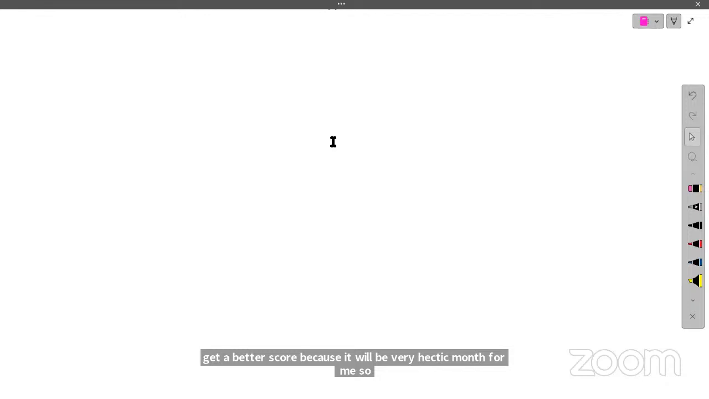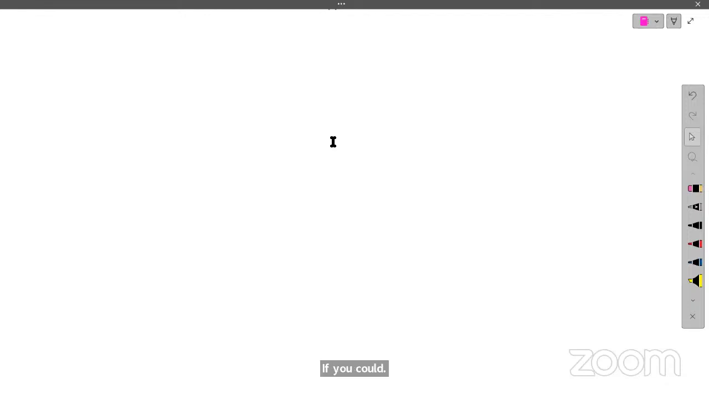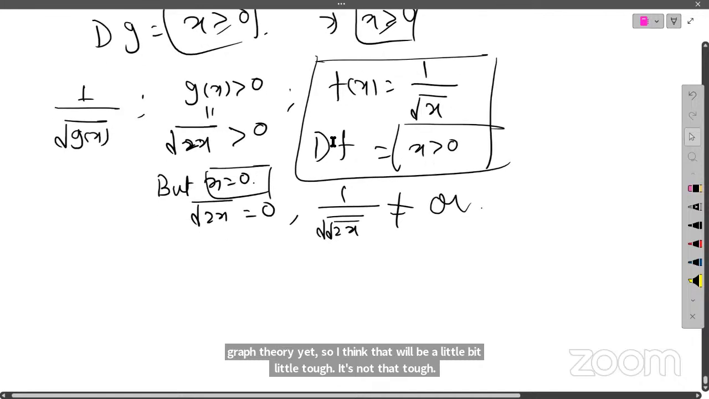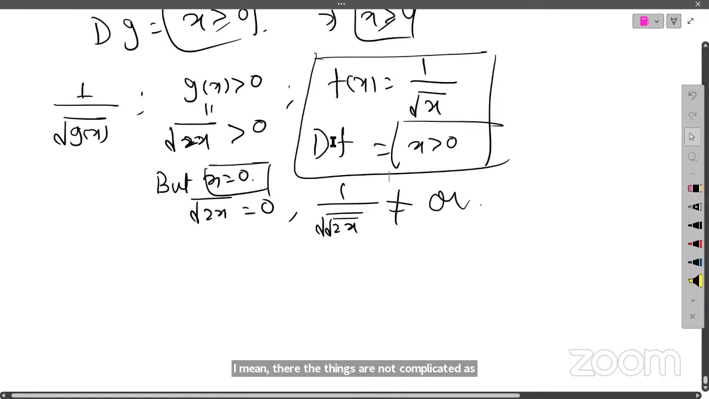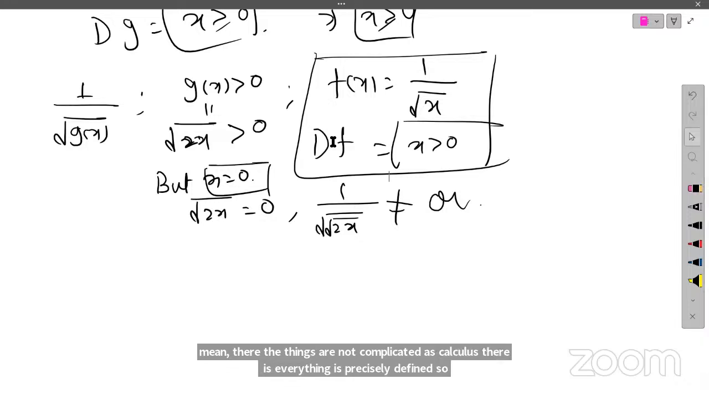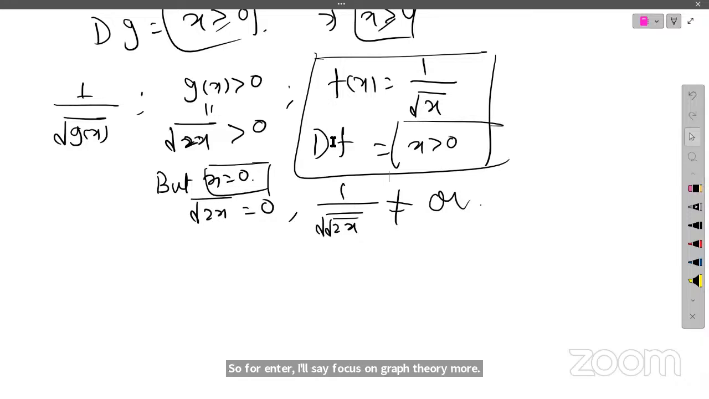What are the important topics? See, you have to do graph theory. That's one thing. Yes, ma'am. Since you haven't learned graph theory yet, I think that will be a little tough. It's not that tough. The things there are not as complicated as calculus. Everything is precisely defined. So for the end term, I'll say focus on graph theory more. That will be helpful. Yes, ma'am.